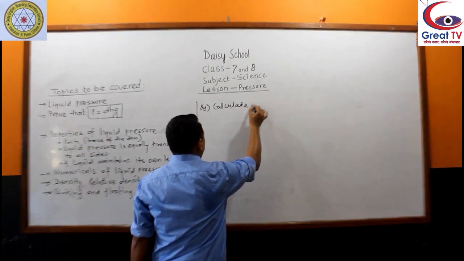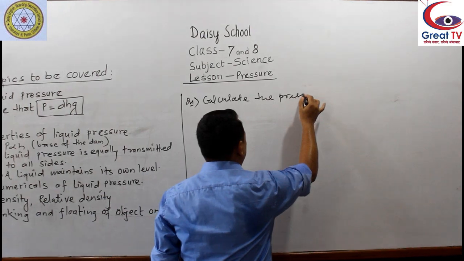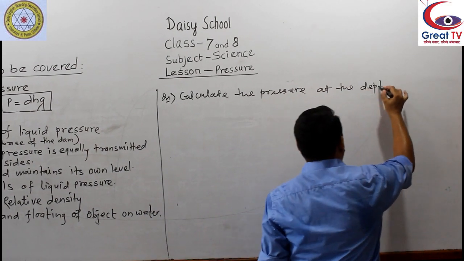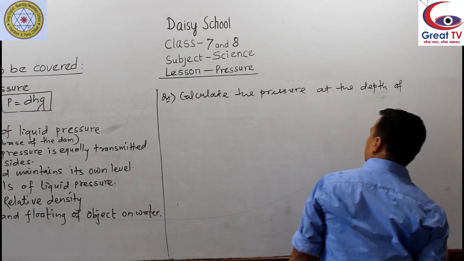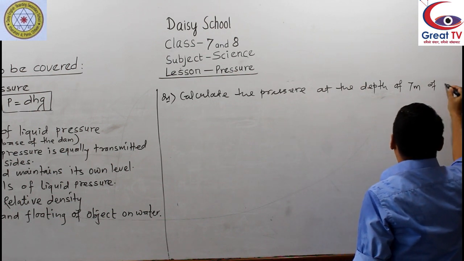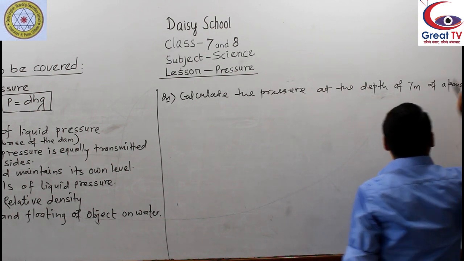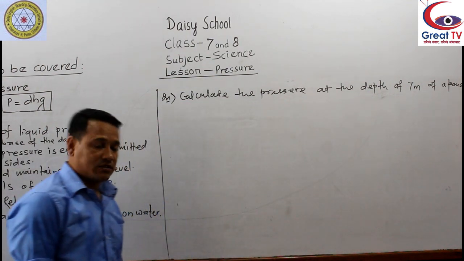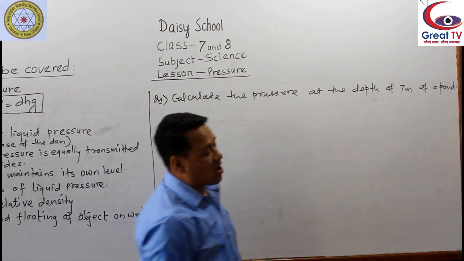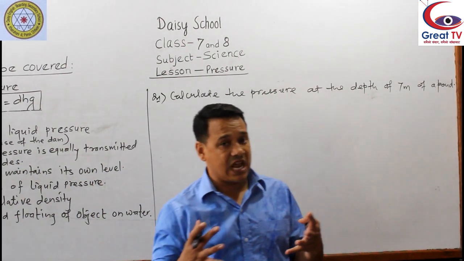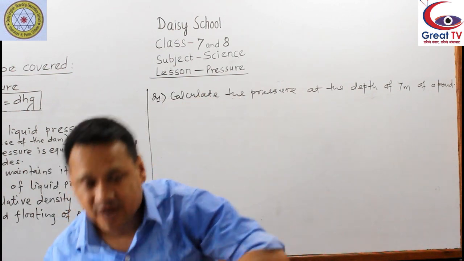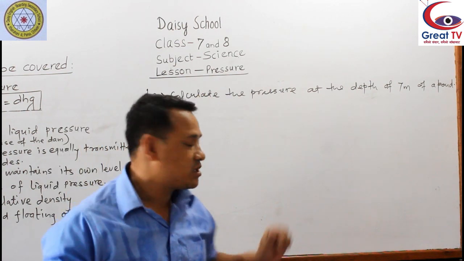Calculate the pressure at the depth of 7 meter of a pond. Okay, here is the question. Calculate the liquid pressure at the depth of 7 meter of a pond. So we have to calculate how much pressure is exerted by the water at the 7 meter depth of a pond.